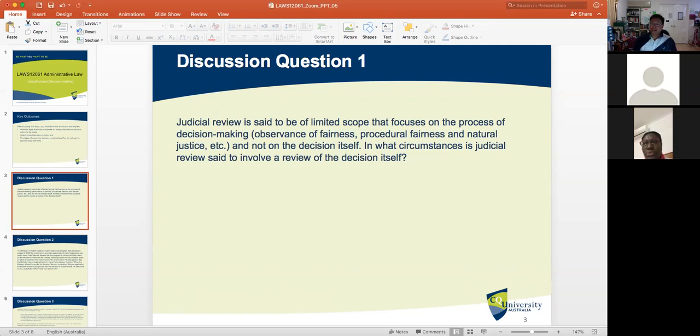So in that case, if you examine the Administrative Decisions Judicial Review Act of 1977 Commonwealth, one of the grounds for judicial review is when there is no evidence, which in a sense is related to an error of law, because any administrative decision that is made has to be based on evidence. So when there is no evidence, that decision becomes unlawful and is a ground for judicial review as well.